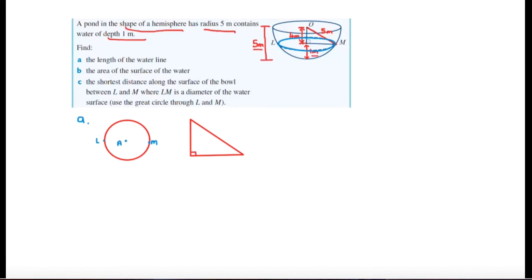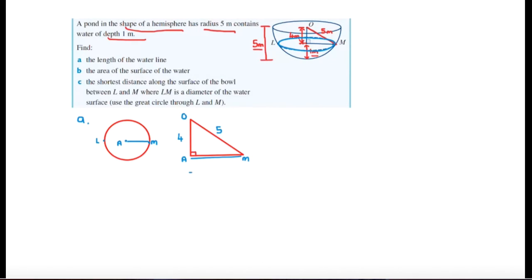We also have a triangle marked out inside the diagram. It has a point O, point A, and point M. So the length across the bottom of the triangle is the radius of the waterline surface. We know that the distance from O to M is 5, and we worked out before that the distance from A to O was 4 meters. So we can use Pythagoras' theorem to find the radius of the waterline.